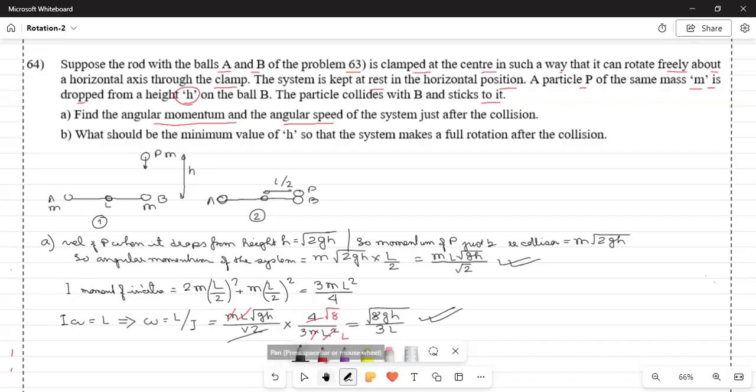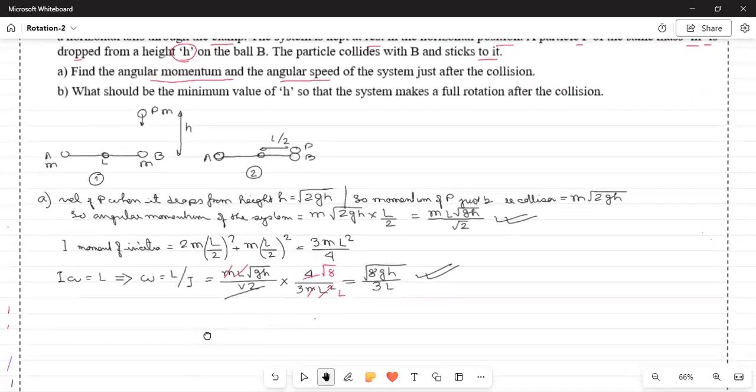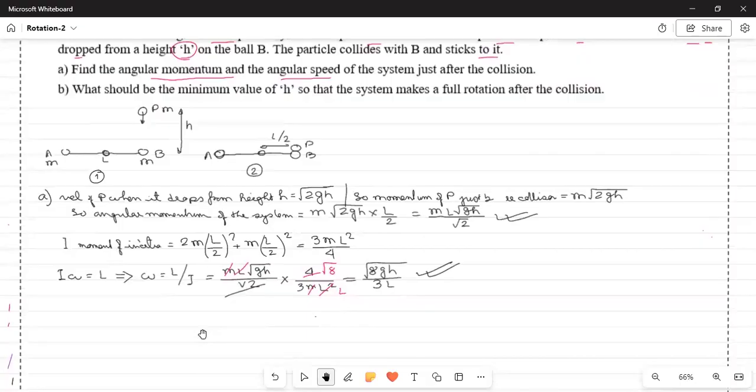Then part 2 of the system question is really interesting. What it says: what should be the minimum value of H, so that the system makes a full rotation after the collision? Here, you have to really perceive the system behavior, how the system will behave.